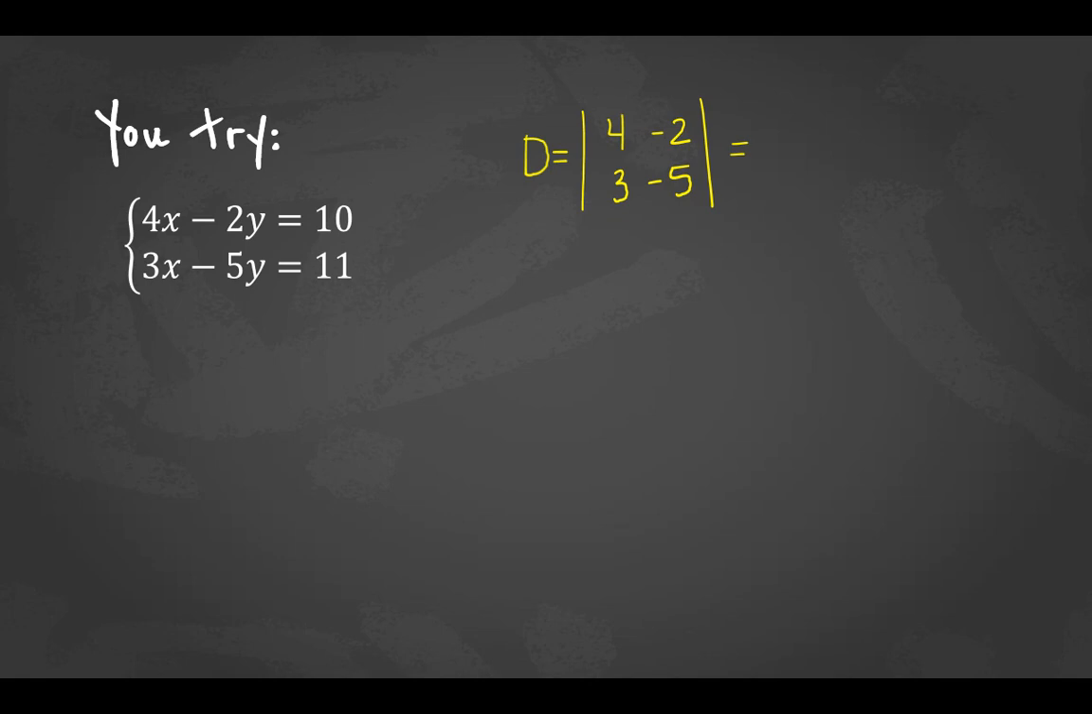Guys, what's the determinant here? -20 plus 6 is -14. Be careful about your signs. Remember that it's left minus right. It's left minus right. So -20, let me write this down, minus -6 is -14.